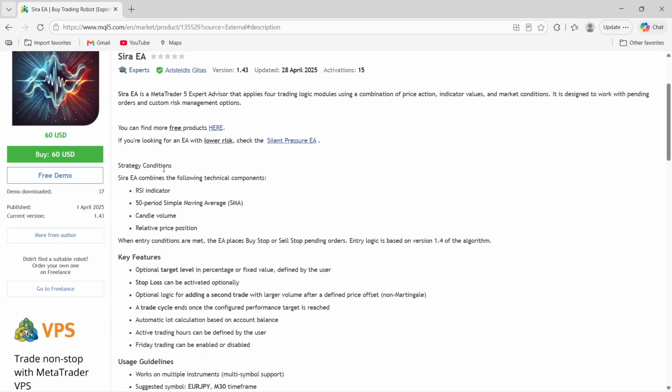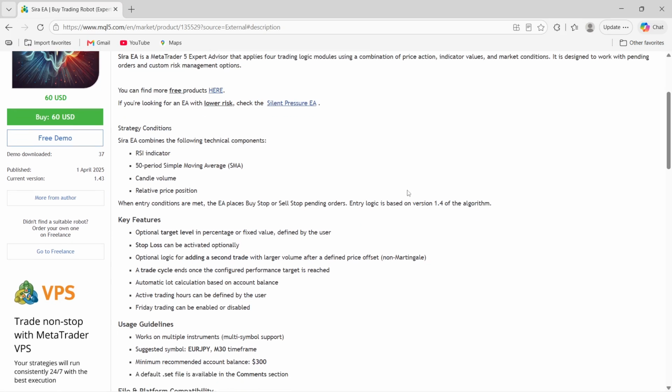Alright, and as for the strategy conditions, it says the Sira EA combines the following technical components. We have the RSI indicator, 50 period simple moving average SMA, candle volume, and the relative price position. And it claims that when entry conditions are met, the EA places buy stop or sell stop pending orders. Entry logic is based on version 1.4 of the algorithm.